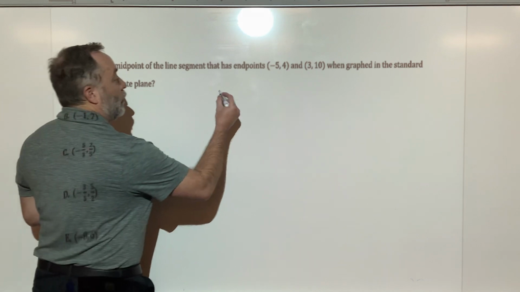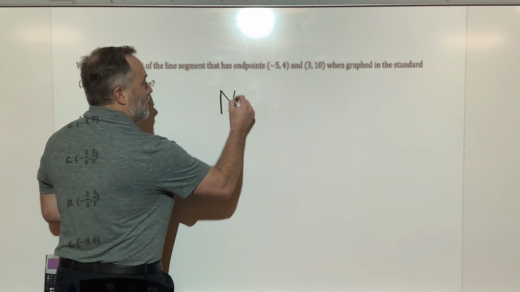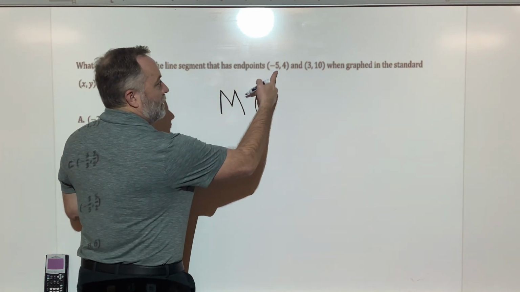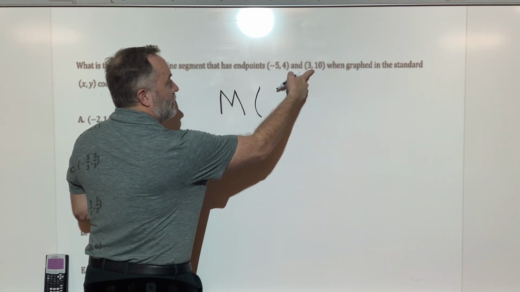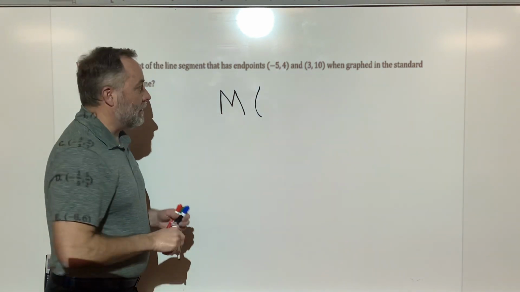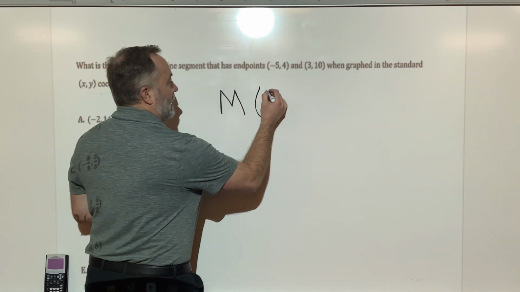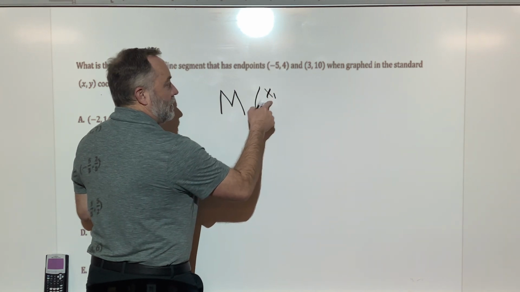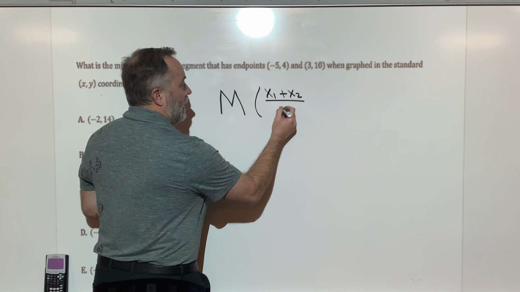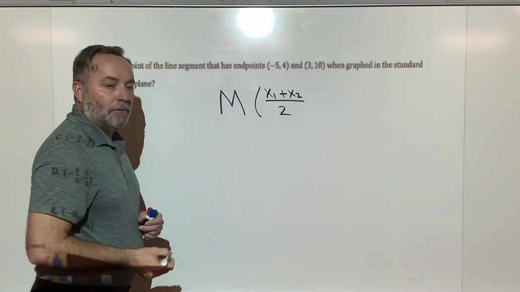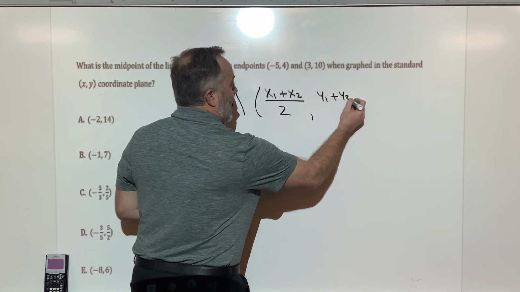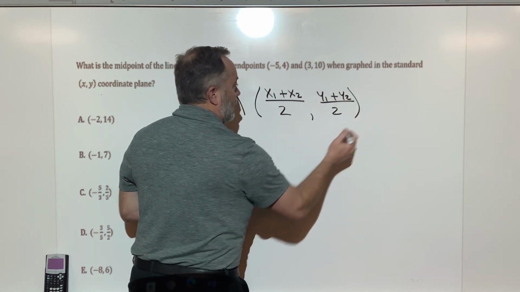But there's also a formula for the midpoint, and it looks like this. Capital M for the midpoint. We are trying to find the average of the x values and the average of the y values, and that will give us the middle. So that formula looks like this: x1, the first x value, plus x2, the second x value, and then we just divide that by 2. Comma, same thing. y1 plus y2 divided by 2.